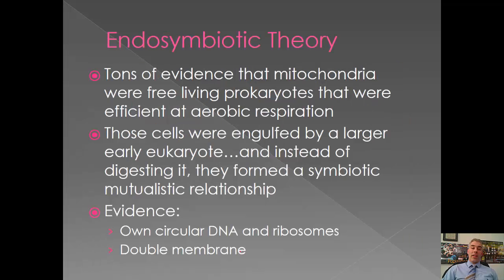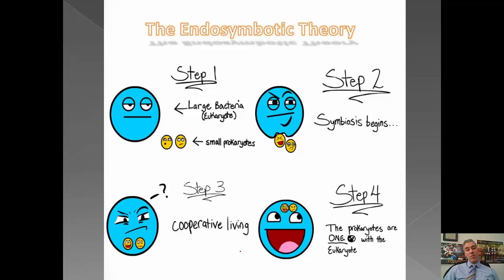We mentioned this already, the endosymbiotic theory, but I'm going to talk about it one more time because it's important to understand. Remember, there's tons of evidence that mitochondria were once free-living prokaryotes that were efficient at aerobic respiration, and they were engulfed by a larger eukaryote, and instead of breaking it down with the lysosome, it formed a symbiotic relationship. And remember, the evidence for that is the double membrane around it, and also the fact that it has its own circular DNA and ribosomes. And there's a cartoon showing you the whole thing.